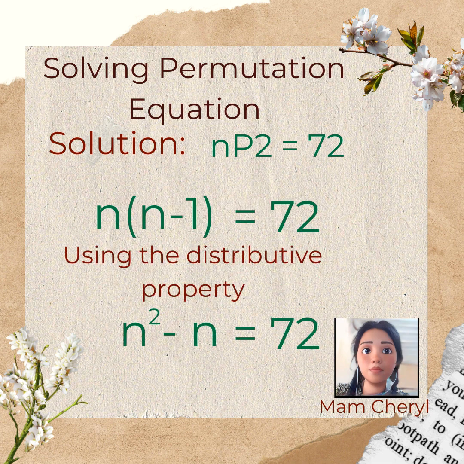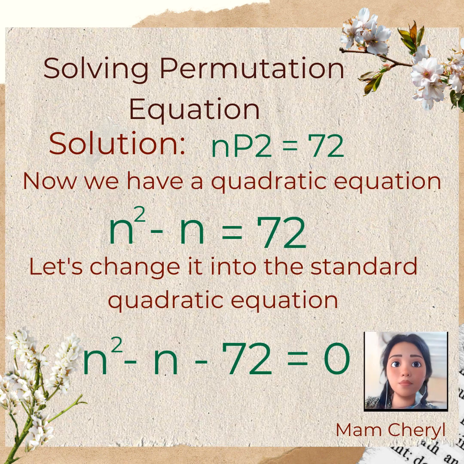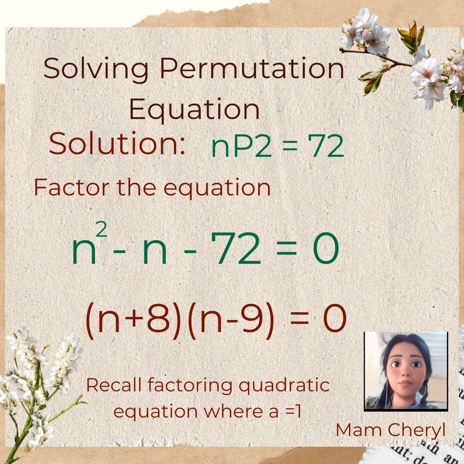Using the distributive property, we have now the product as n squared minus n is equal to 72. N squared minus n is equal to 72 is a quadratic equation. Let's change it into the standard form, and that is n squared minus n minus 72 is equal to 0. The factored form of the left expression is n plus 8 times n minus 9 equated to 0, recalling factoring quadratic equation where a is equal to 1.